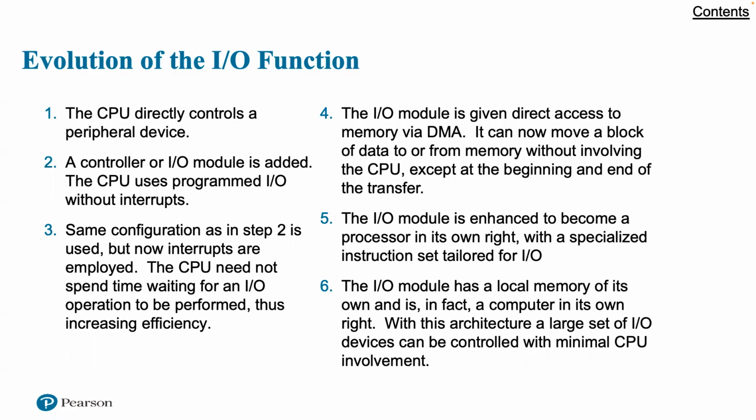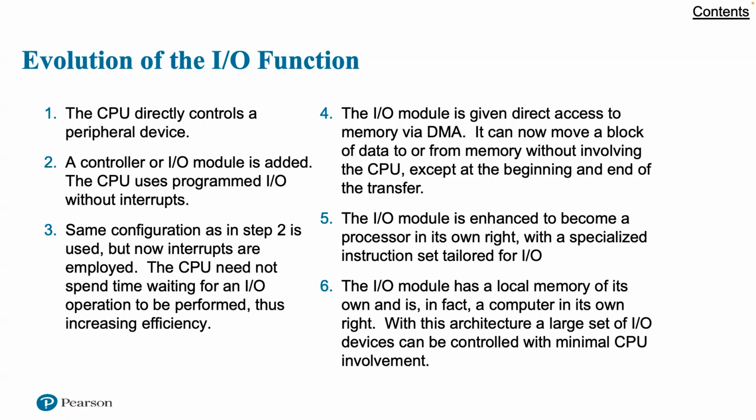Number three, the same configuration as step two is used, but now interrupts are employed. The CPU need not spend time waiting for the I/O operation to be performed, thus increasing efficiency. Number four, the I/O module is given direct access to memory via DMA, direct memory access. It can now move a block of data to or from memory without involving the CPU, except at the beginning and end of the transfer.